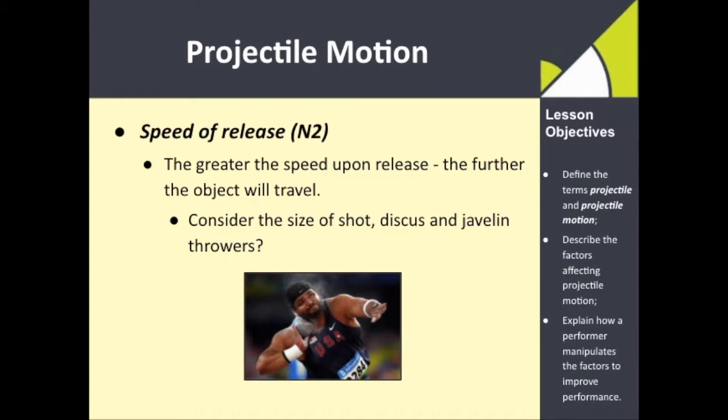Now, the speed of release links in with Newton's second law of motion. So the greater the speed upon release of the object, the further the object will travel. If we think of shot put, discus and javelin throwers, they're very muscular, very powerful people, and that allows them to put a lot of speed on the shot put, the discus or the javelin that they're throwing. Therefore, they give it a chance to go much further.